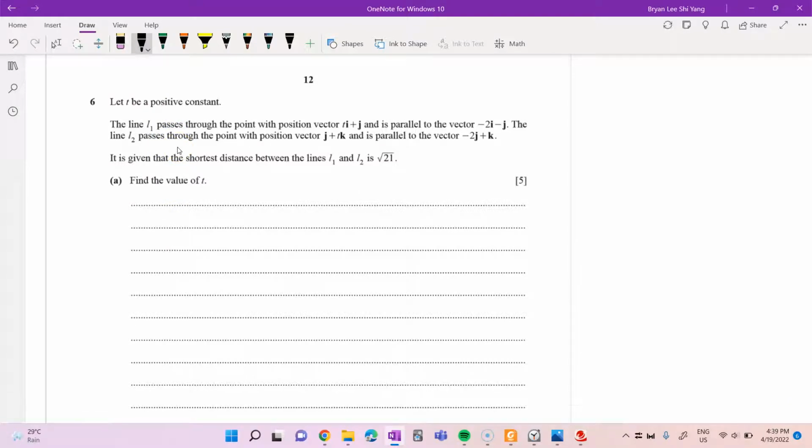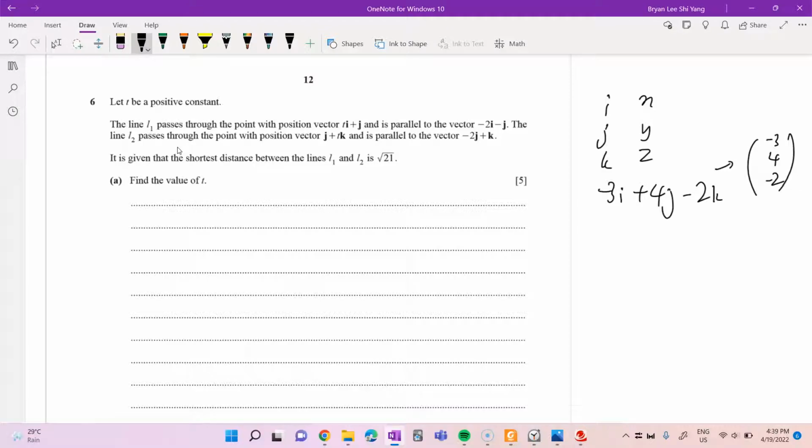The line L1 passes through the point with position vector ti plus j and is parallel to the vector 2i minus j. The line L2 passes through the point with position vector j plus tk and is parallel to the vector negative 2j plus k. Now, for ijk, right? ijk basically represent unit vectors in the x, y, z directions. And then for vectors, we could basically write something like, let's say I'll give a random number, negative 3i plus 4j minus 2k, right? I could convert this into negative 3, 4, negative 2, which is much easier to deal with.